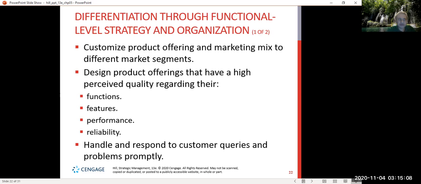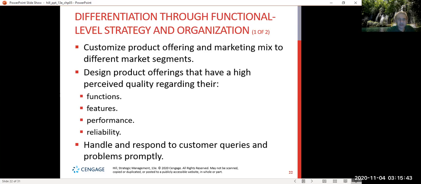And the specific functional strategies to improve differentiation include the following. First is customization of the product offering and the marketing mix to differentiate the market segments. For example, I've given an example of Toyota cars. They have customized their product offering according to the different kinds of market segments. They have buses and Hilux vans and sedan cars, and at the high end they have Lexus. They have different offerings for the different market segments.